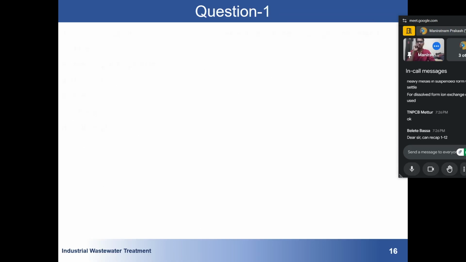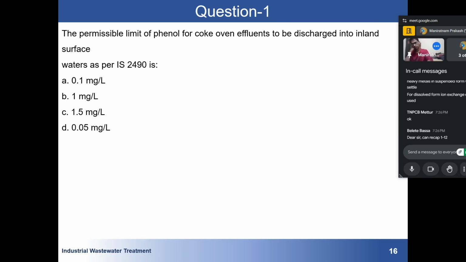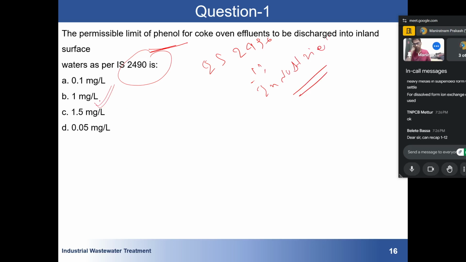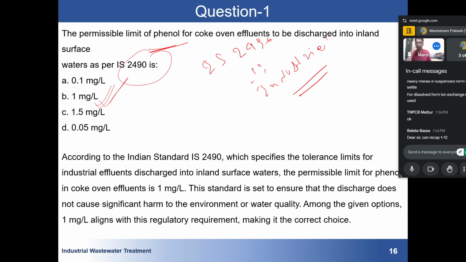This was the first question. What is the permissible limit of phenol in coke oven effluent to be discharged into inland surface water as per IS 2490? So this is the IS code 2490 for industrial wastewater. If you have gone through the lecture, can anyone say? The correct answer is 1 milligram per liter.